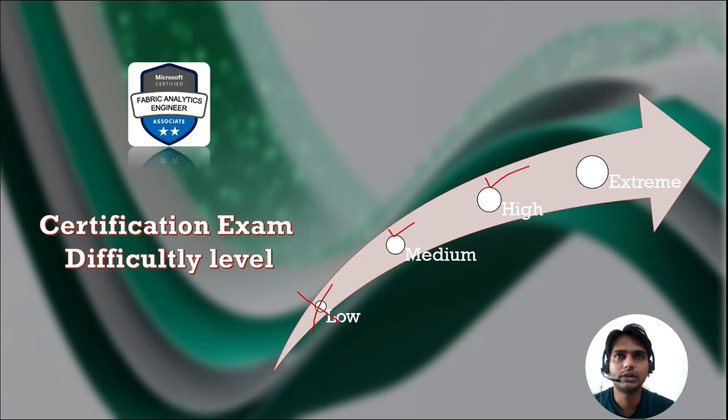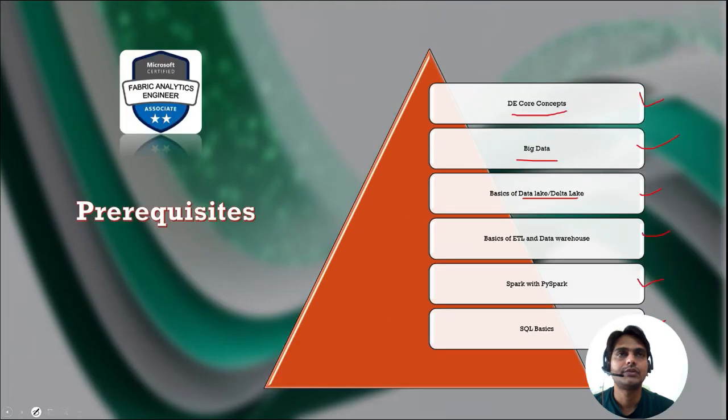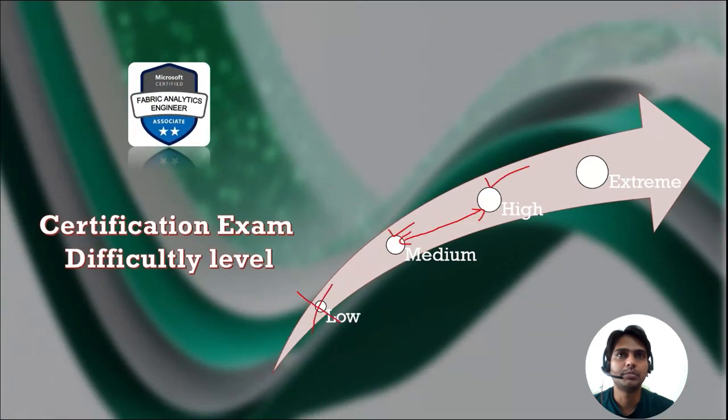The difference between medium and high depends on the prerequisites that you have, right? The prerequisites that I was flashing in the previous screens: if you have at least 4 or 5 of these, then it will be medium complexity. But if you don't have any of these, or if you have fewer than 3 of these prerequisites, then the certification might not be medium, but actually high. It depends on the prerequisites that you currently have.